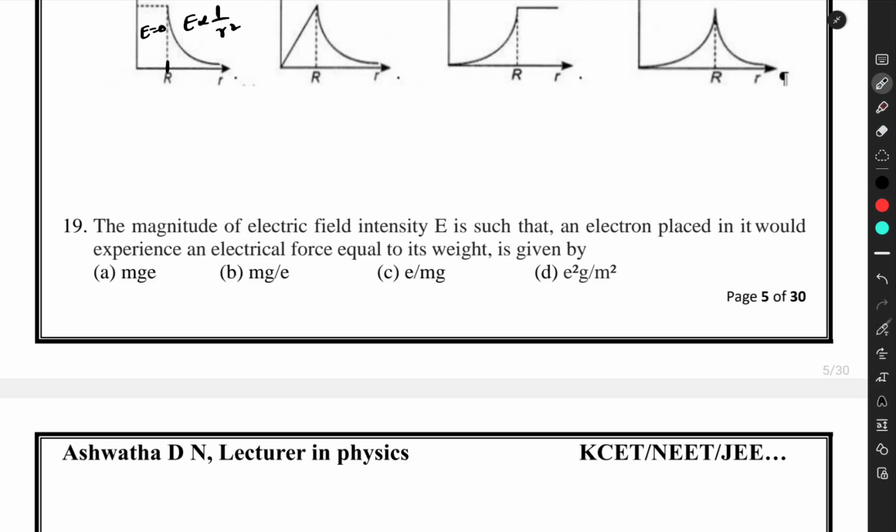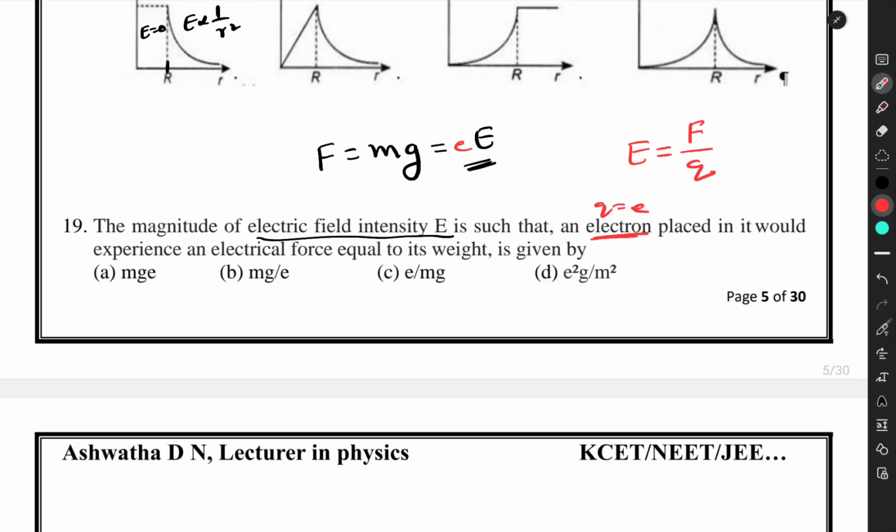We need to find out the magnitude of electric field E such that an electron placed in it would experience a force equal to its weight. There is a force equal to its weight, that is equal to what? q into E, right? This is the expression for force experienced by a charged particle placed in an electric field. We know that electric field is defined as force per unit charge. So force is equal to q into E. Here the charge is small e because an electron is considered, so q is equal to e. If you substitute that here, you will get e into E.